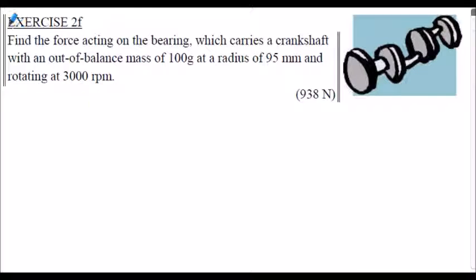Here's exercise 2. We're asked to find the force acting on the bearing, which carries a crankshaft with an out of balance mass of 100 grams at a radius of 95 millimeters and rotating at 3000 RPM. The out of balance force is shown here in the bracket.